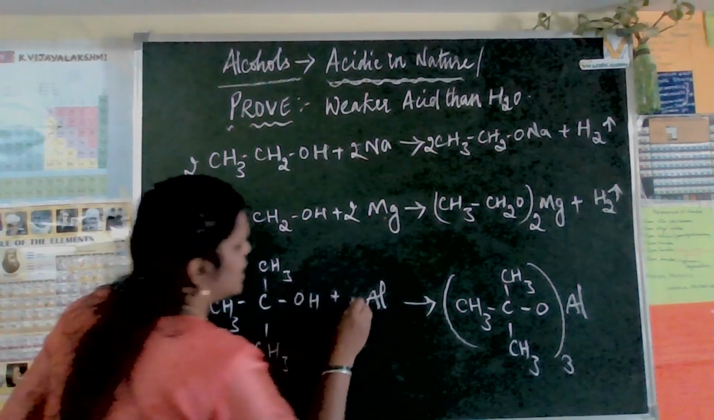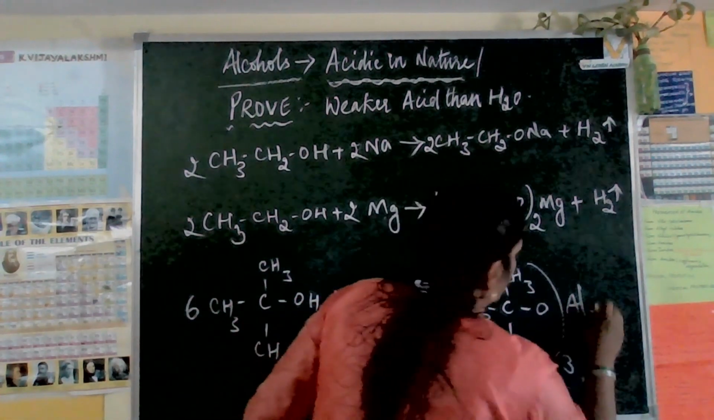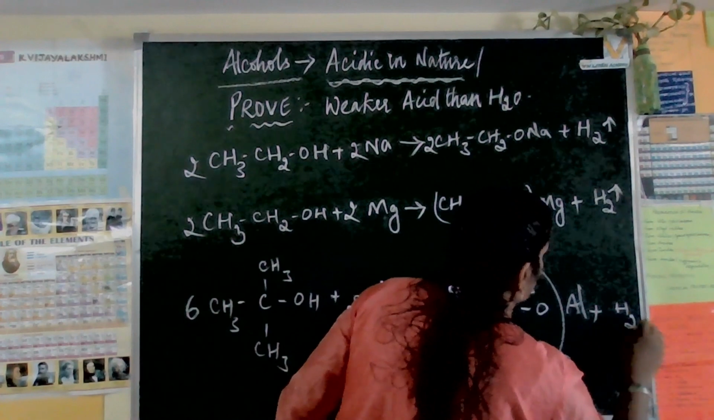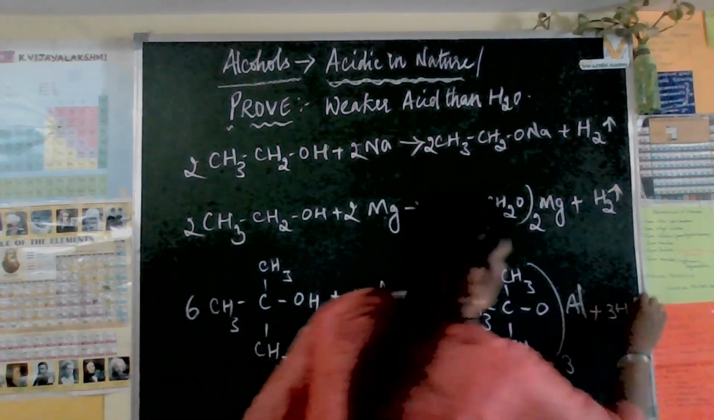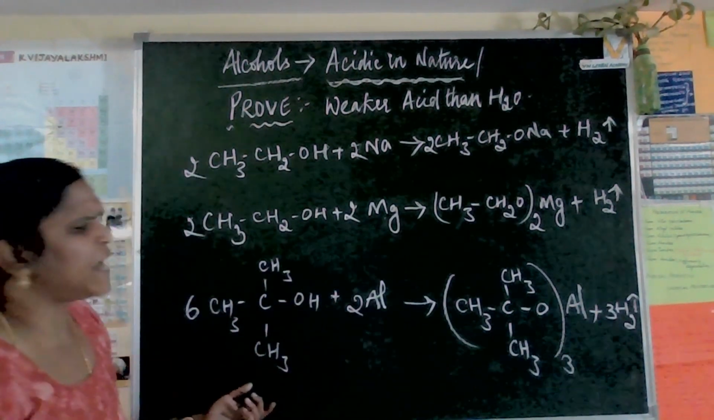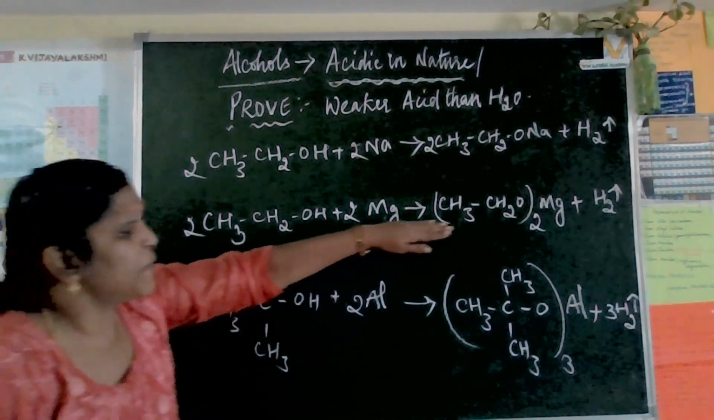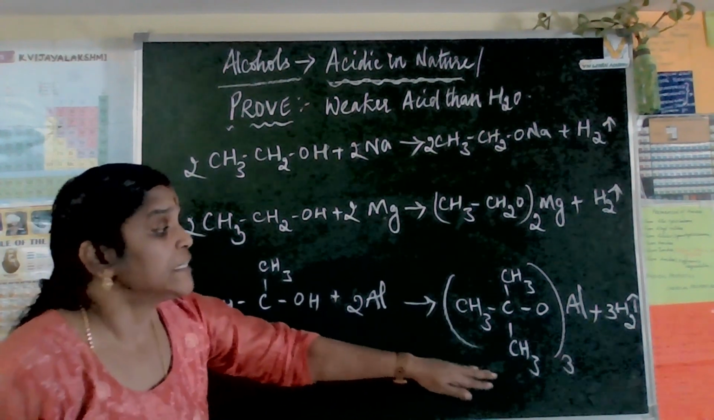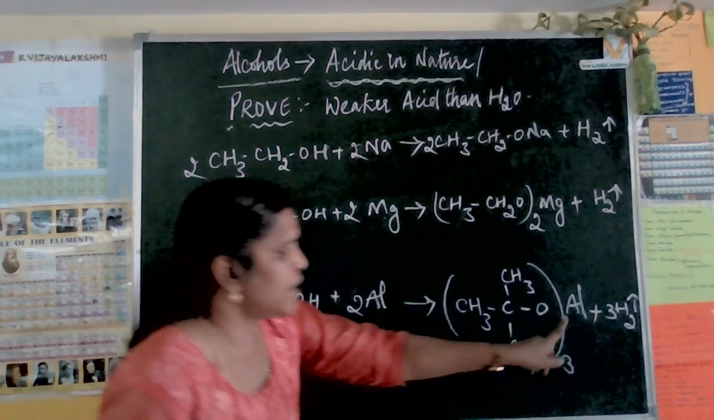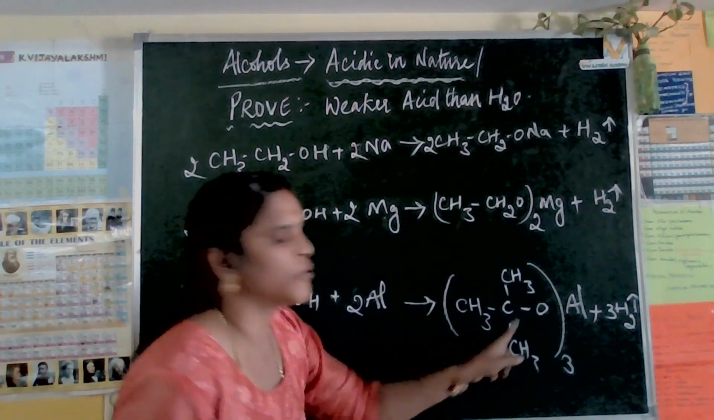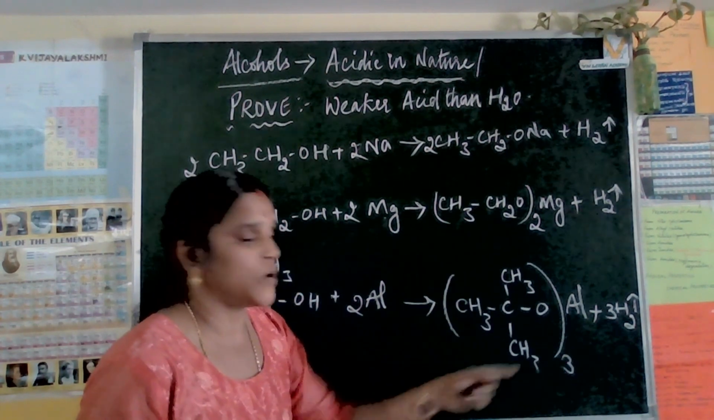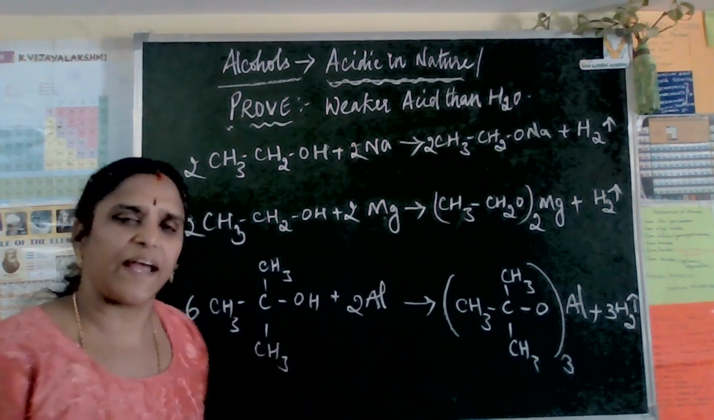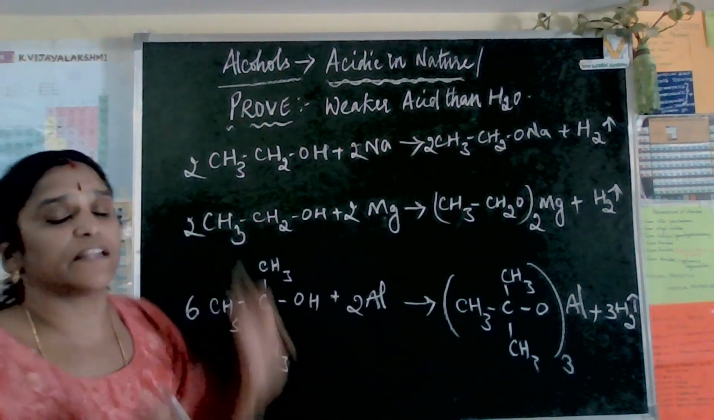Here it liberates H2, right? So from that we can make out: here sodium ethoxide, here also magnesium ethoxide, and here aluminium tertiary butoxide.